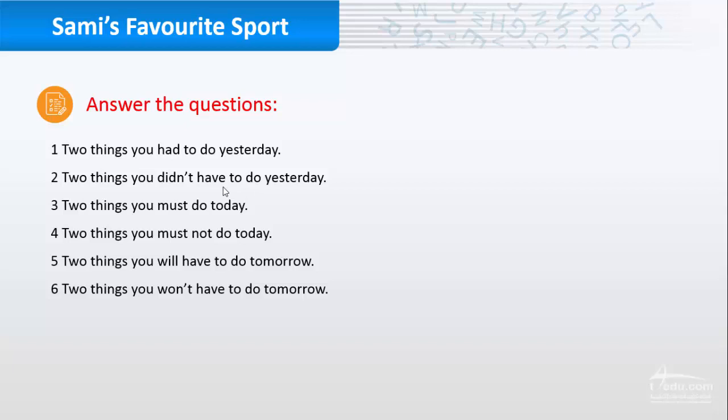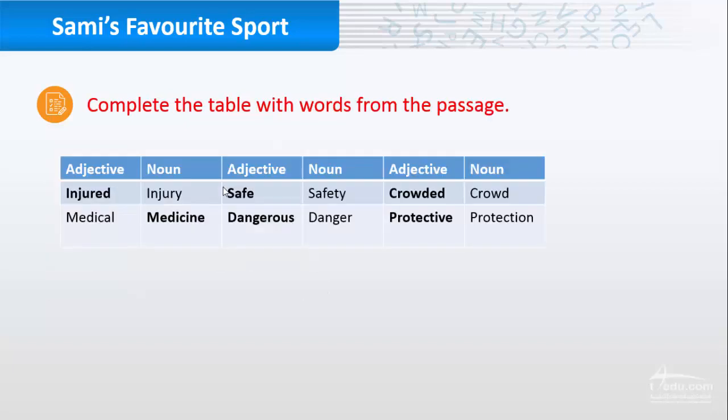Number 4, 2 things you must not do for today. For example, I must not eat burger for today or anything. So all the answers are acceptable. 5, 2 things you will have to do tomorrow. So I will have to go to school tomorrow, or I will have to drink milk tomorrow. 6, 2 things you won't have to do for tomorrow. So all the answers here are acceptable according to you.